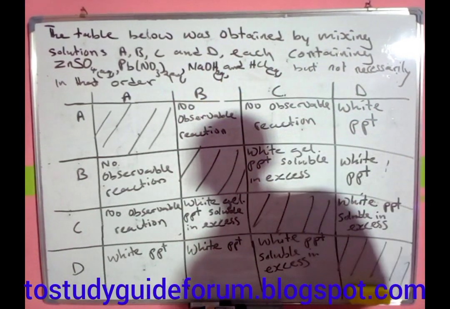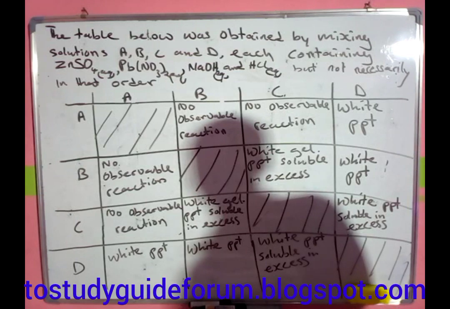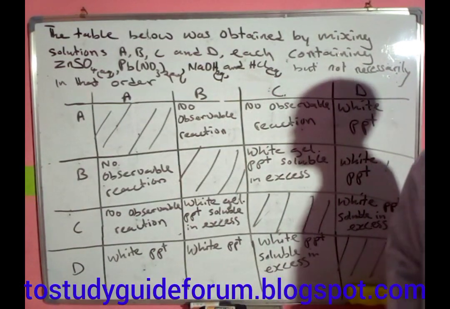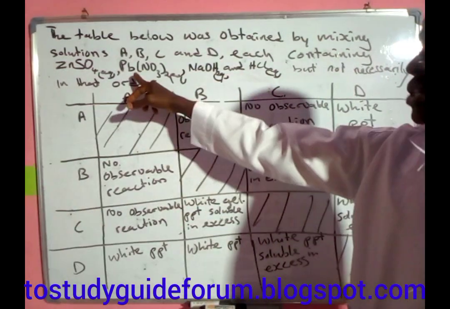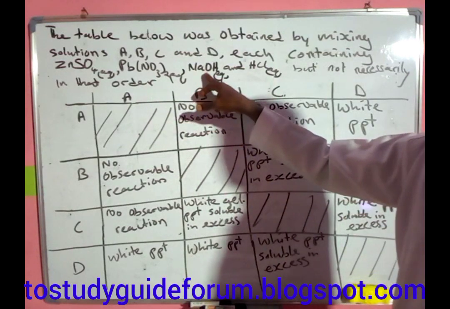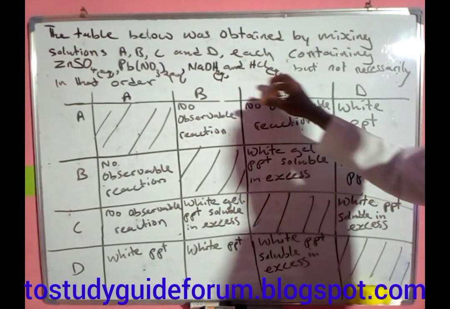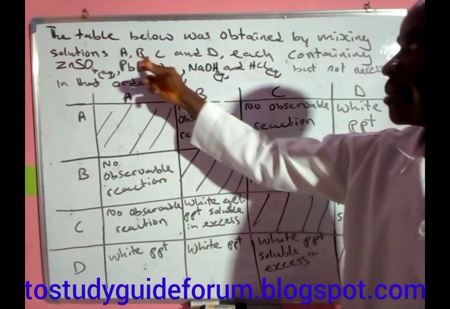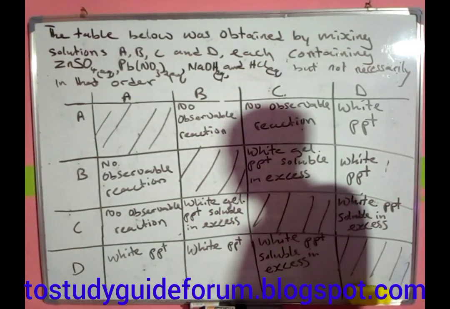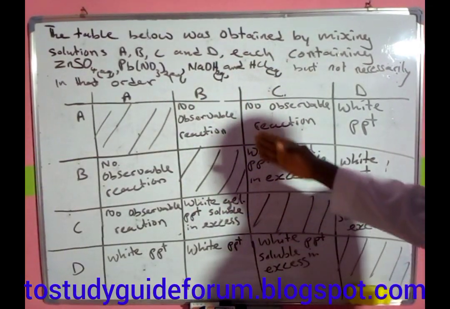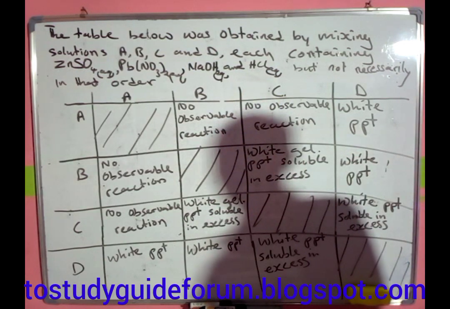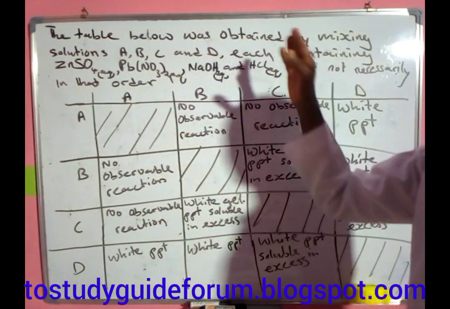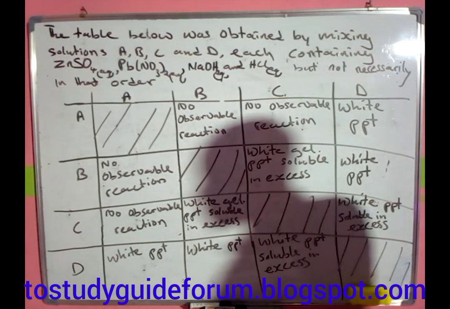The question says that the table below was obtained by mixing solutions A, B, C, D, each containing zinc tetraoxosulfate(VI), lead trioxonitrate(V), sodium hydroxide, and hydrochloric acid, but not necessarily in that order. That is, not necessarily in A, B, C, D. Look at the table we have here. This table is what we obtain by mixing them. So the question says identify A, B, C, D.